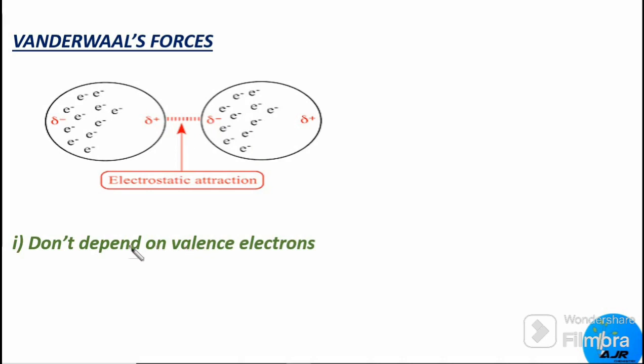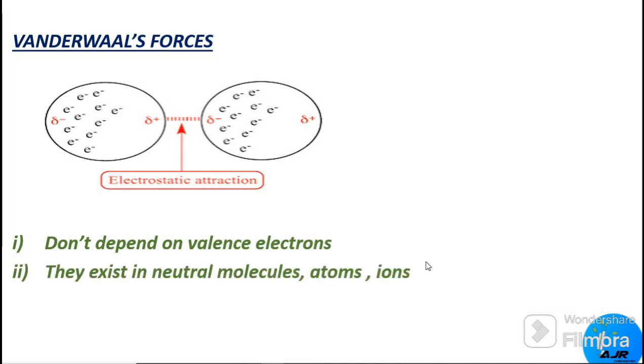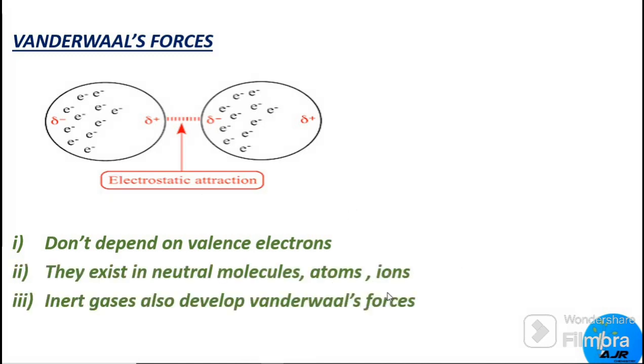These van der Waals forces don't depend upon the valence electrons. That means they have no concern with valence electrons. It's possible to see these van der Waals forces in neutral molecules, in atoms, and also in ions. Even inert gases develop van der Waals forces when brought close to each other. So now we shall see about the van der Waals forces.